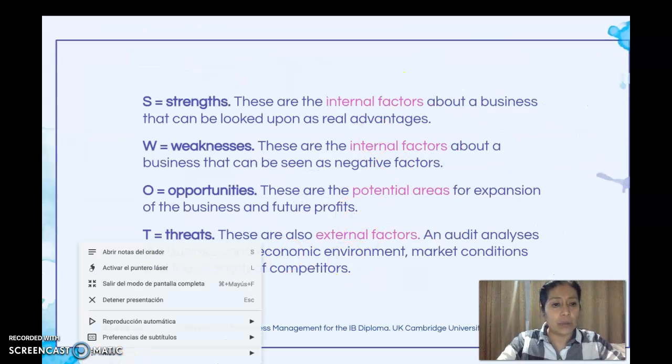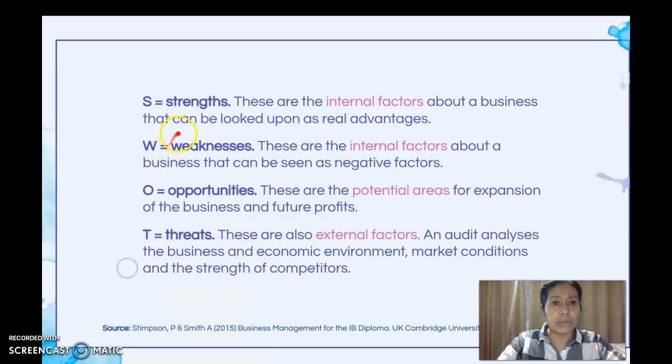In here, guys, I also want to check with you that SWOT is the acronym for the SWOT analysis, okay? So the S stands for the strengths, the W stands for the weaknesses, the O stands for the opportunities, and the T stands for the threats.